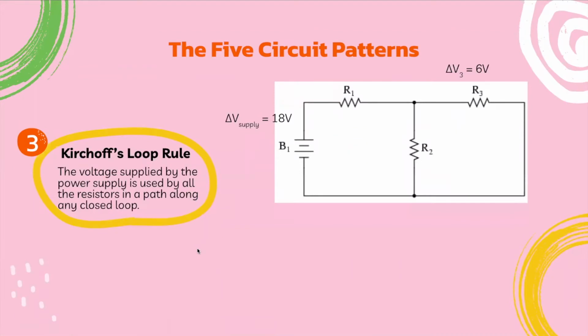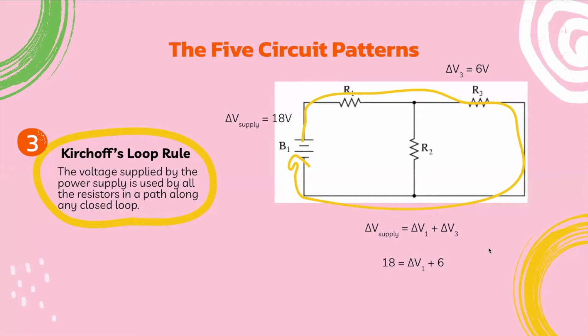The loop rule. This is the conservation of energy one. So let's say we have 2 9-volt batteries. That makes 18 volts total. And we want to find a loop. Along the outside loop, I see that 18 volts is used by R1 and R3. So it must be that 18 volts is 18 plus something equals 6.